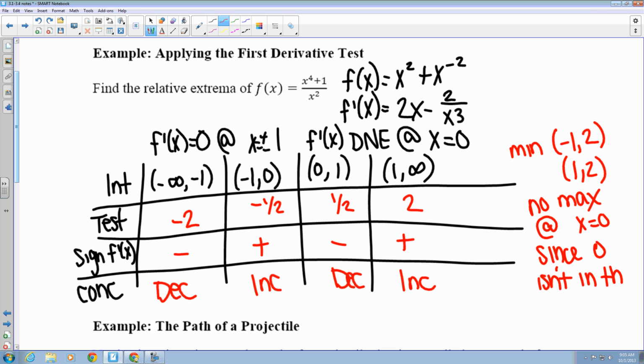So just be really careful about that. Don't just assume because it goes from increasing to decreasing that it's going to be a max. It's not going to be in the domain of the original, so it's not going to work. So we're going to skip the last one, and that is all we needed to do for section 3.